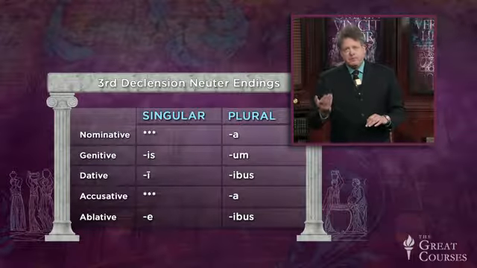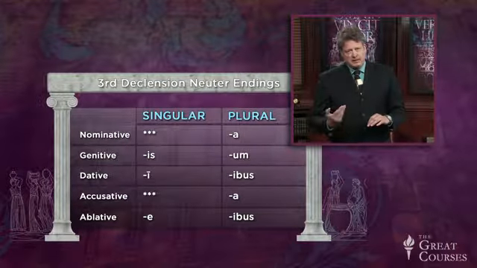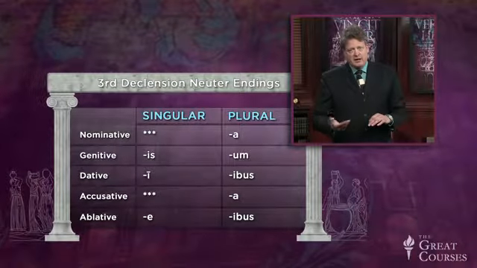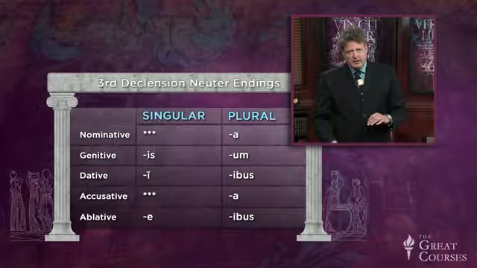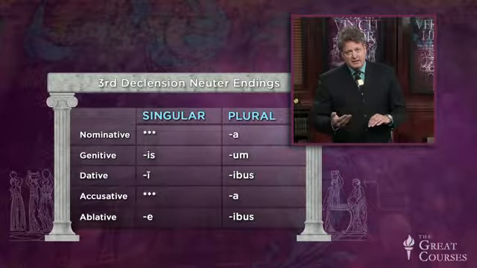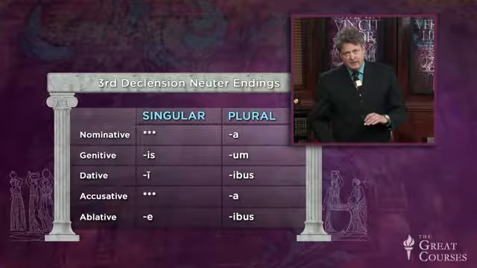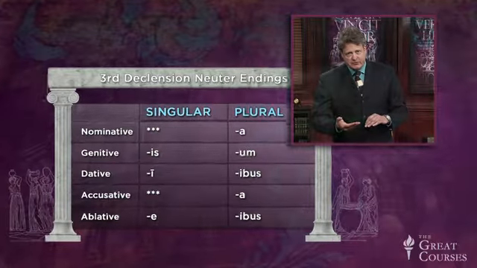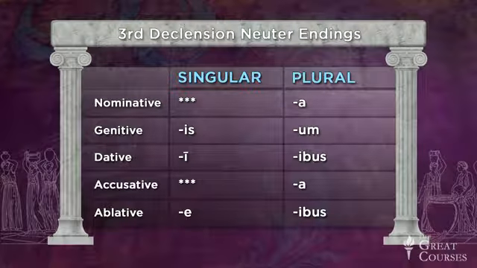And again, blank, is, e, blank, e, ibus, a, ibus. And one more time. Blank, is, e, blank, e, ibus, a, ibus. And stop.